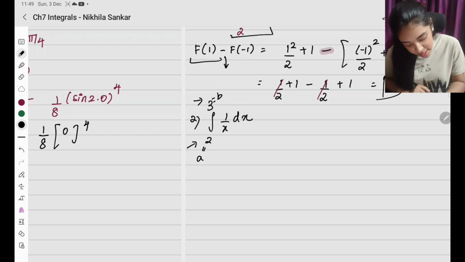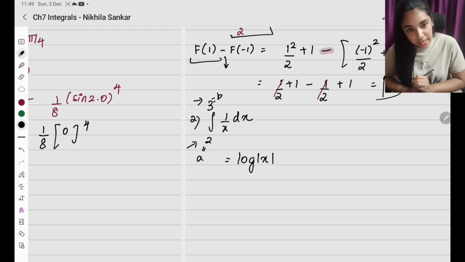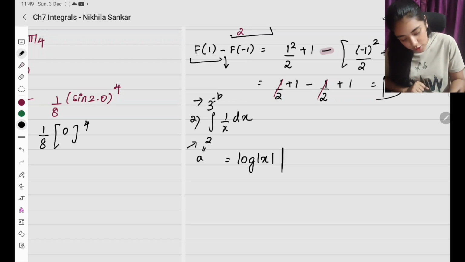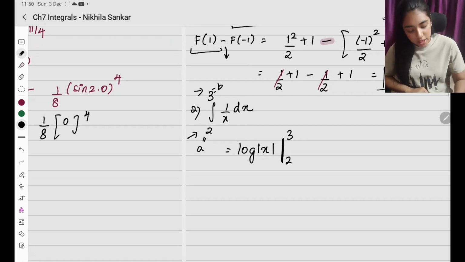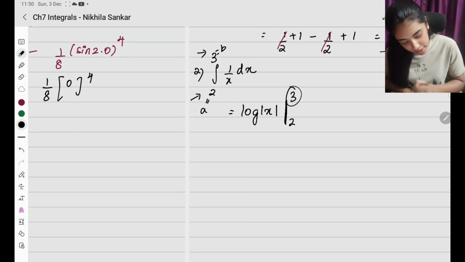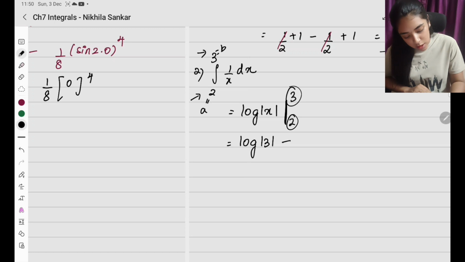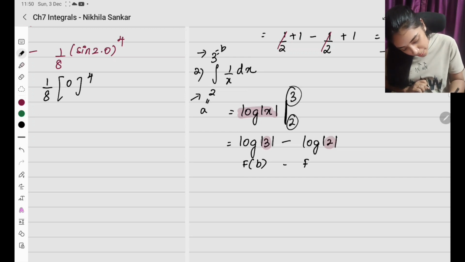Integral of 1 by x dx is going to give me log mod x. This is my capital F of x. Now I'm going to solve using upper limit minus lower limit. So in this place, we put a bar with the lower limit and upper limit. Okay. So now I'm going to first substitute the value of upper limit. So I have log mod 3 minus lower limit, so log mod 2. So this is my function. So function of b minus function of a. So this is basically f of b minus f of a.